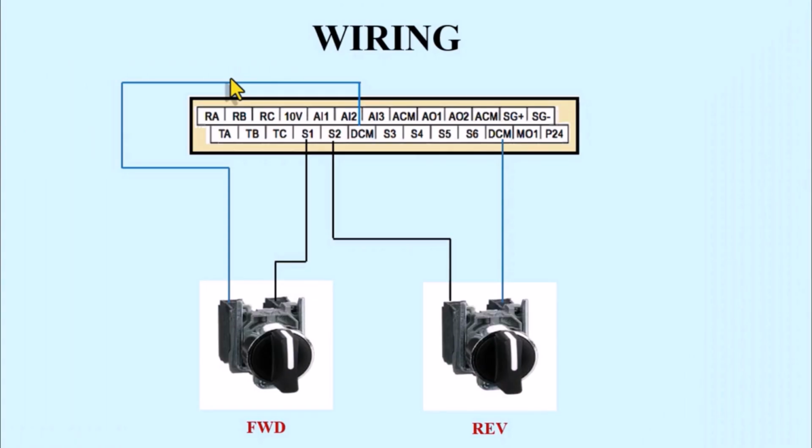So what does this mean? We have two switches, 0 and 1. One is for the forward command and the other is for the reverse command. We have selected digital inputs S1 and S2 for them. We connect the 0 and 1 switch for the forward command to the terminal labeled S1, and the 0 and 1 switch for the reverse command to S2. You also connect both switches to the DCM terminal. The DCM terminal is the common for the digital inputs of the device. So that's the wiring we need to do.